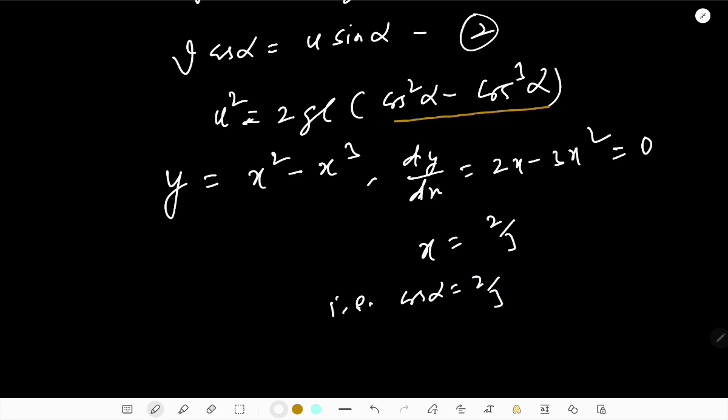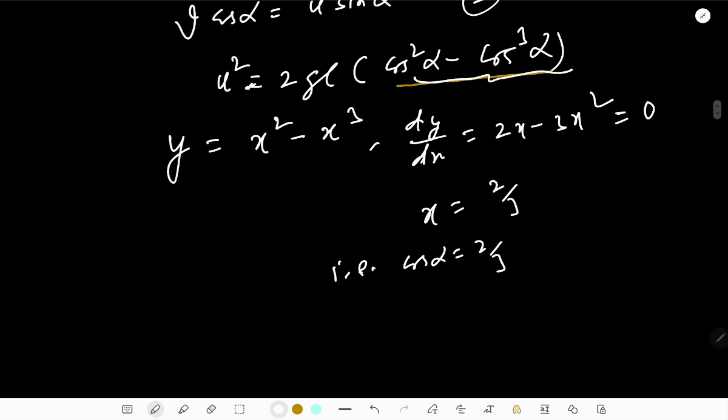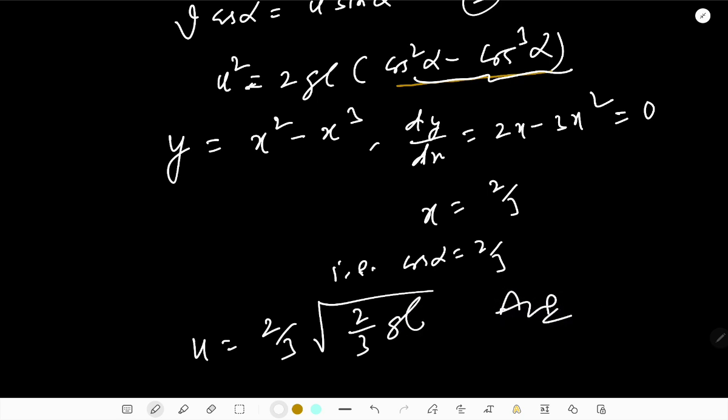So I'm going to put the value of this cos alpha into this equation and get the value of u. What is the answer? Yeah, 2 by 3 under root 2 by 3 gl, and that should be the answer. This is a ready-made question, and I've solved it. Thank you very much for watching.